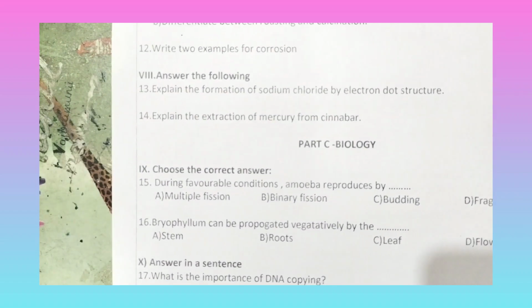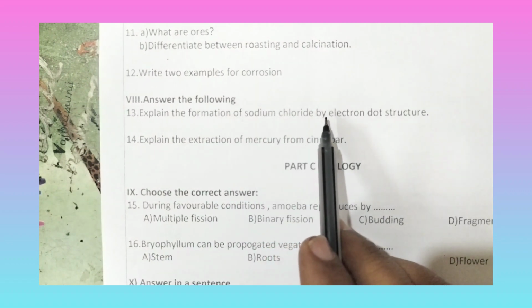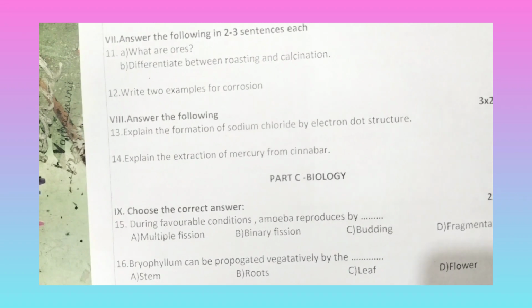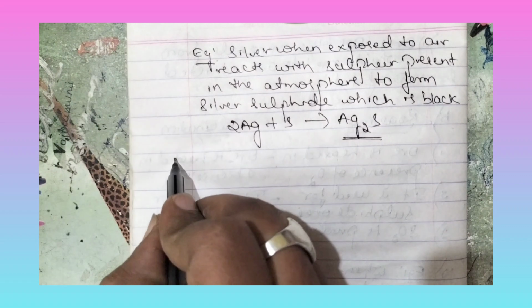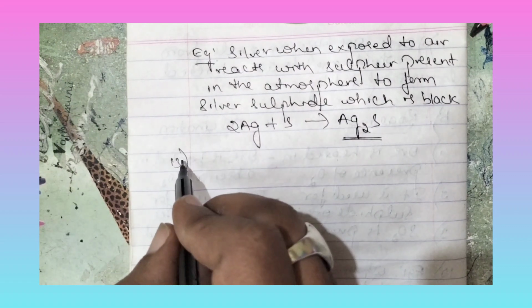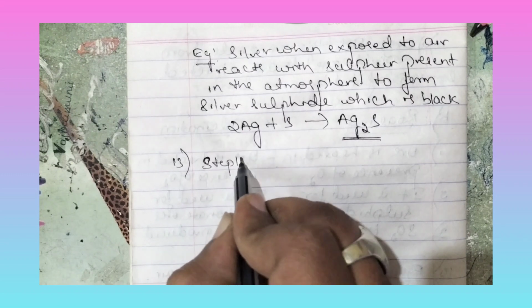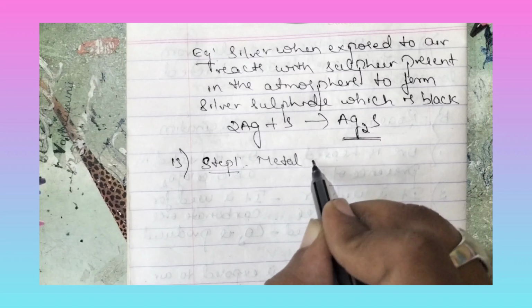Now let us move to question number 13. Explain the formation of sodium chloride by electron dot structure. So now let us answer question number 13, that is, explain the formation of sodium chloride. Step number 1: metal loses electrons.